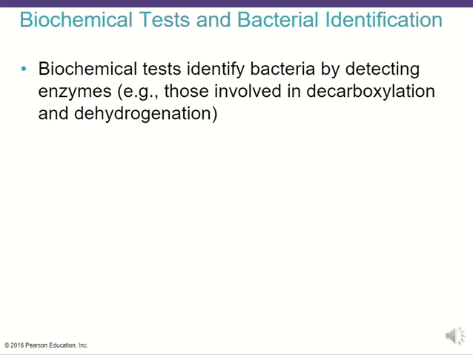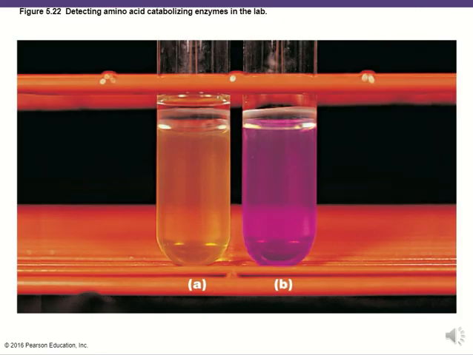Biochemical tests are useful for identifying bacteria by detecting enzymes unique to that bacteria, as well as those involved in decarboxylation and dehydrogenation. Just an example of amino acid catabolizing enzymes in a lab situation.